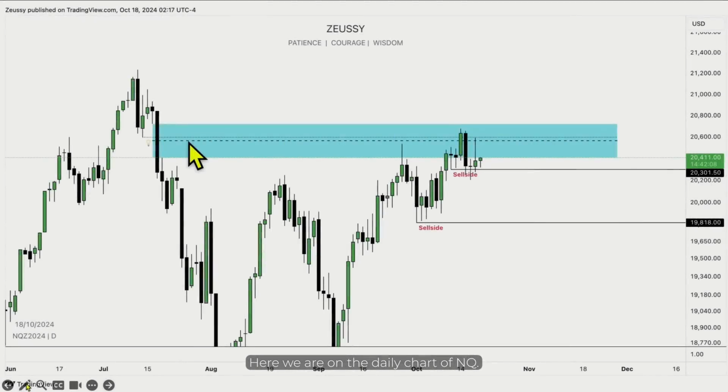Here we're on the daily chart of NQ. What you can see on this daily chart of NQ is the following. I have annotated this daily CB right here, and this has been the most crucial price range for NasDaq lately. The reason why this has been the most crucial price range is due to the following.